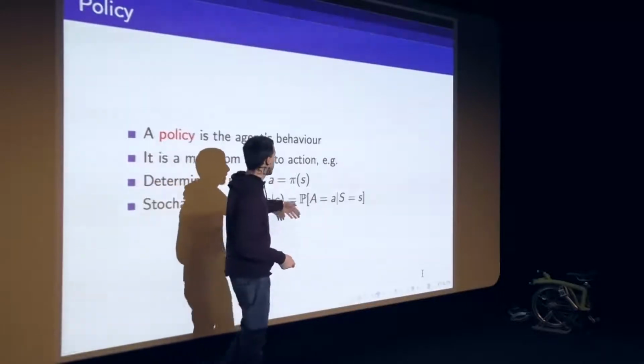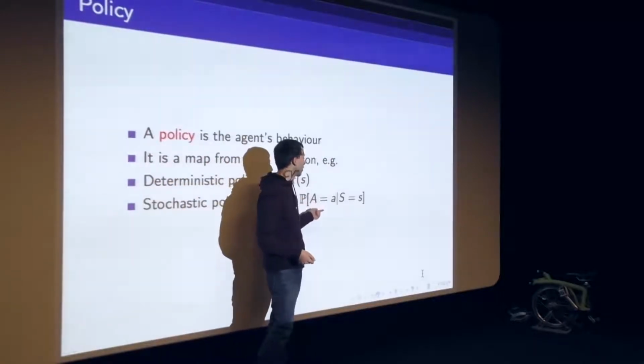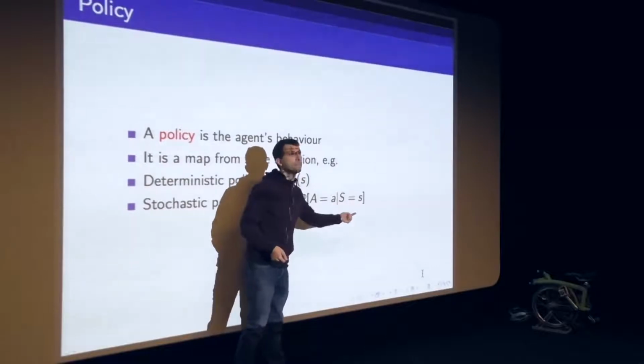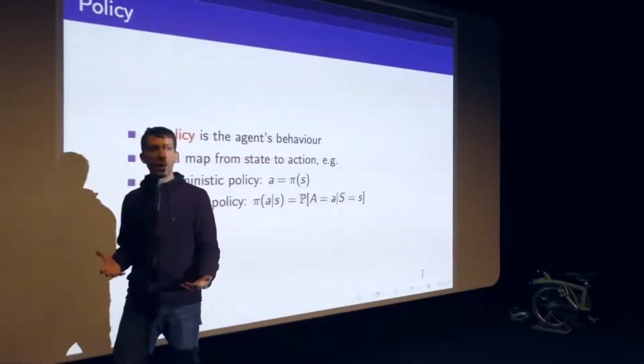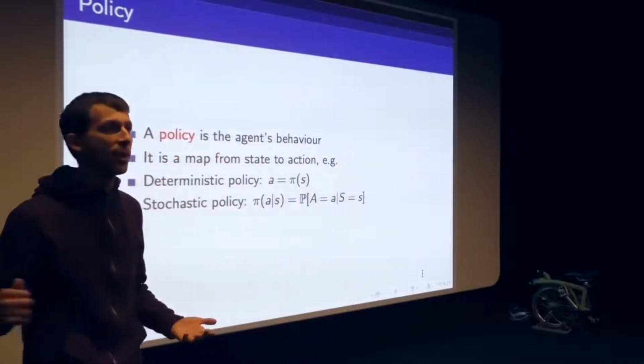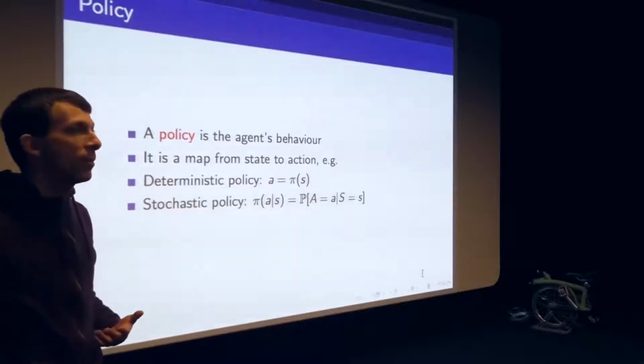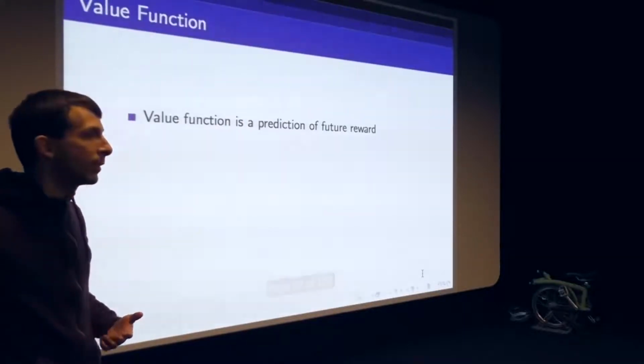And so this is just a probability of taking a particular action conditioned on being in some state. So it's a stochastic map now from states to actions. And we'll talk about both of those in this course.